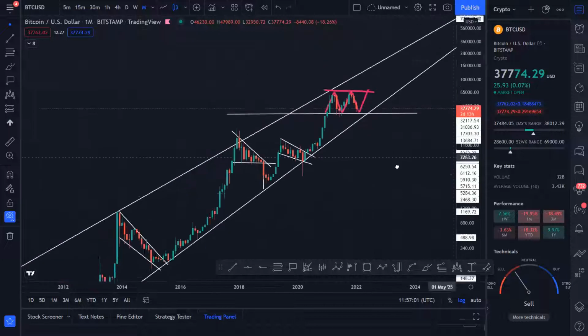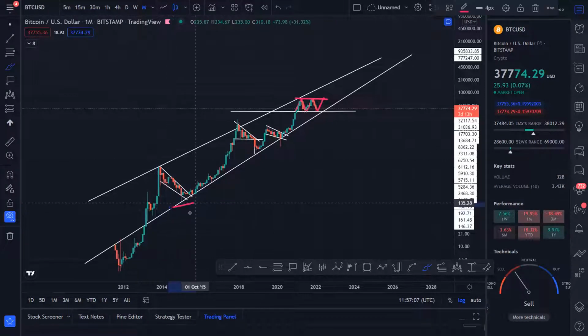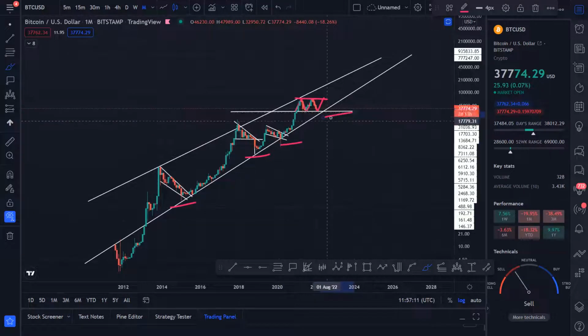So now we know Bitcoin is in an uptrend. It's making lower highs. These are the lower highs right over here. Lower highs, lower highs. Another lower high. If it doesn't break, at least this low.